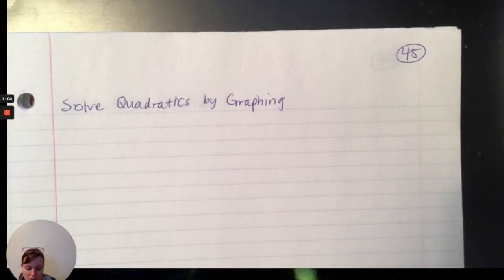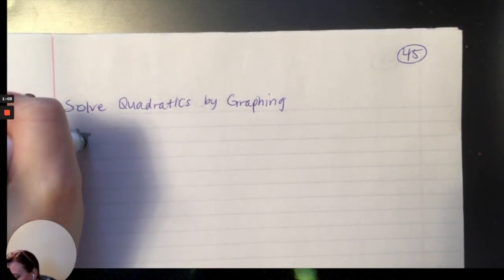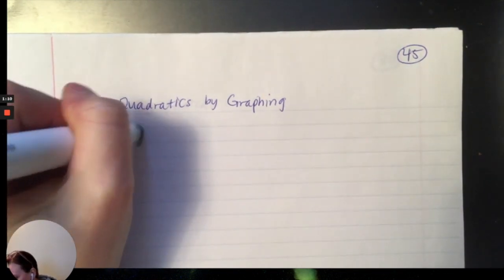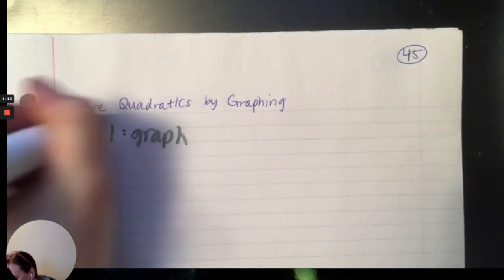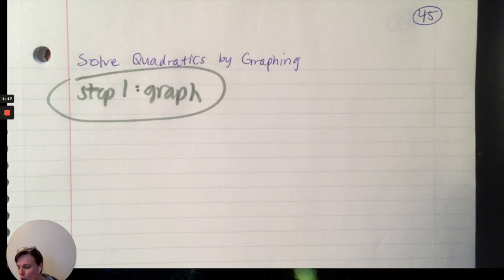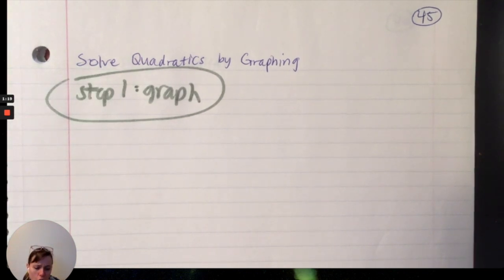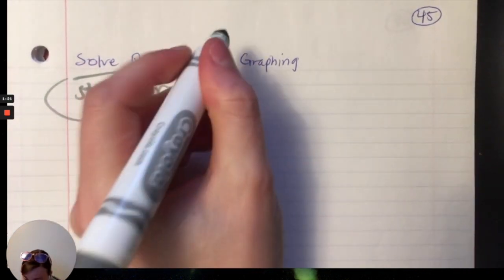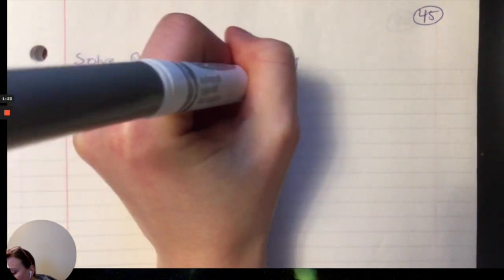Okay, so solve quadratics by graphing. We have 2 steps. It's so nice. Step 1 is to graph. So we are assuming that you know how to graph. If you don't, look back on page 44. And that will lead us into step 2.